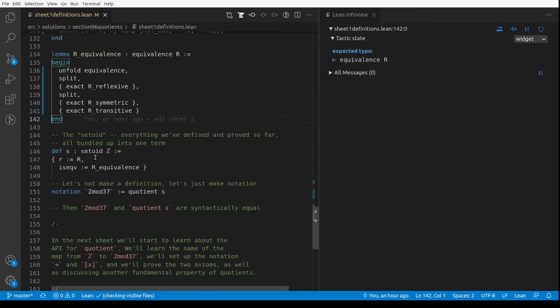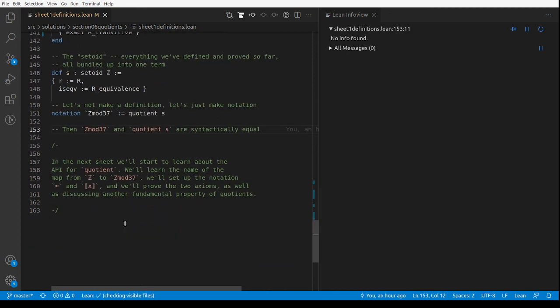define a term of type Setoid Z. A term of type Setoid Z is just a pair of things. It's a binary relation and a proof that it's an equivalence relation. So that's what S is, just the binary relation, and R equivalence is a proof about R, right? So S is R and the proof all bundled together into one object. And then we can take the quotient. So in Lean, you take quotients by terms of type Setoid, and so we take the quotient by S, and now we've got Z mod 37. And that's the end of this video.